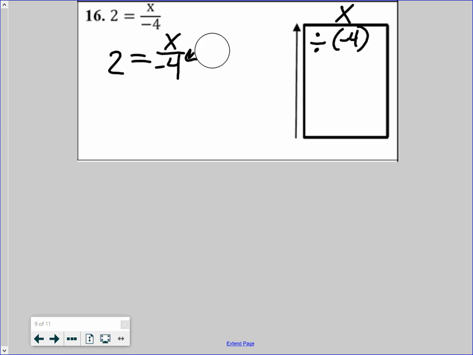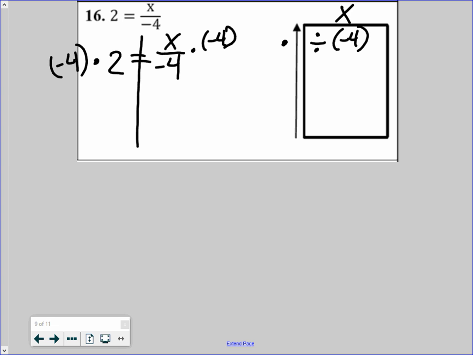So we're going to then do the opposite operation. The opposite of divide is multiply. So then out here, we're going to multiply by negative 4. So multiply to both sides by negative 4. I draw my line to remember both sides of the equal sign. Times a negative 4 here. Times a negative 4 here. All right. And let's simplify it.